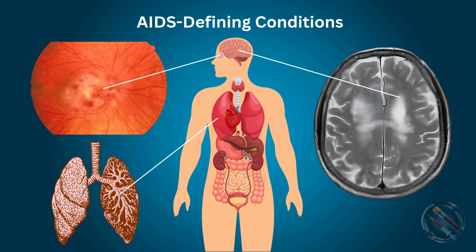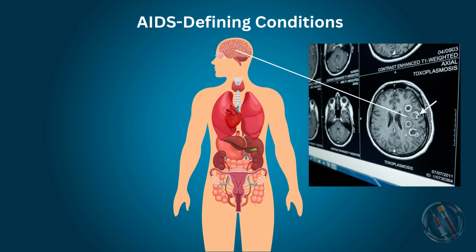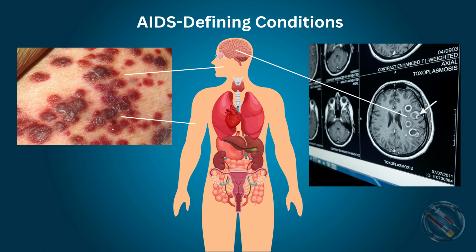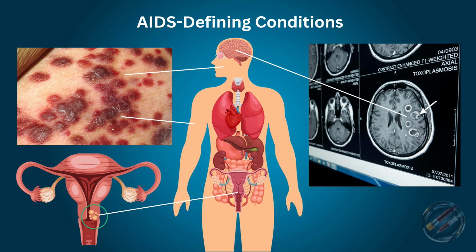Furthermore, important protozoal diseases include Toxoplasma gondii encephalitis, which presents with ring-enhancing brain lesions, alongside chronic cryptosporidiosis causing severe watery diarrhea. Finally, the clinical picture concludes with specific HIV-associated malignancies, notably Kaposi sarcoma, which is caused by HHV8 virus and presents as purple skin nodules, primary central nervous system lymphoma, and invasive cervical cancer.